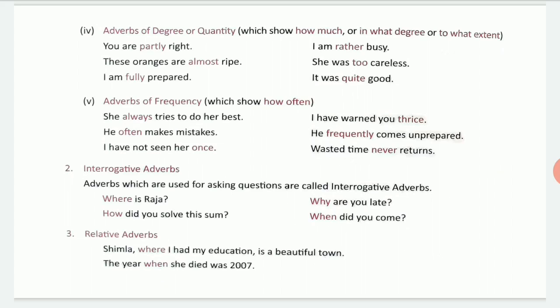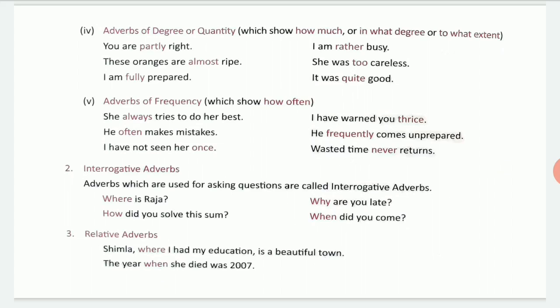Third kind of adverb is relative adverb. Now, they are adverbs which join two sentences together. In form, they are the same as the interrogative adverbs when, where, why, how. But they are called relative adverbs because they relate like a relative pronoun to some antecedent, that is noun or pronoun. So relative adverbs join two sentences and relate or refer back to their antecedents, right?